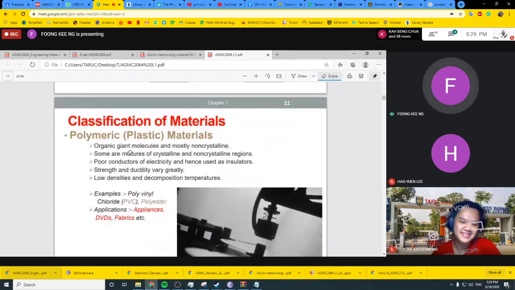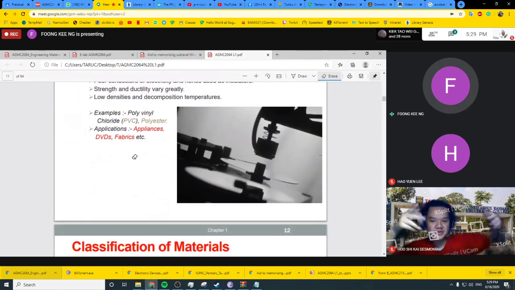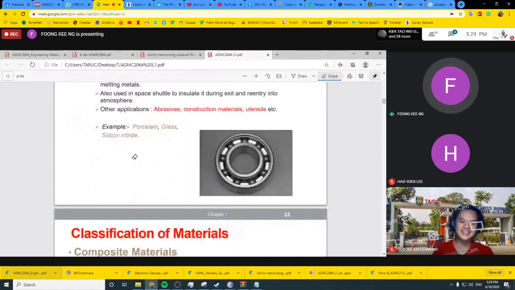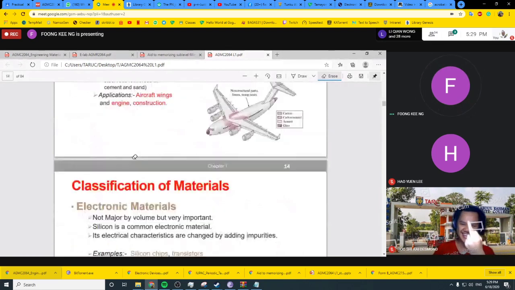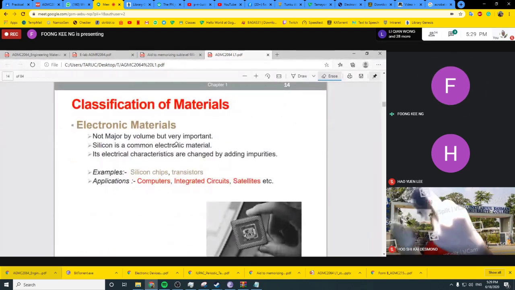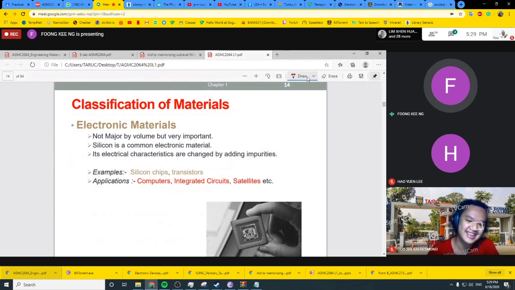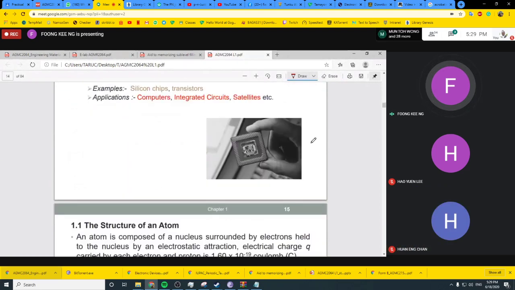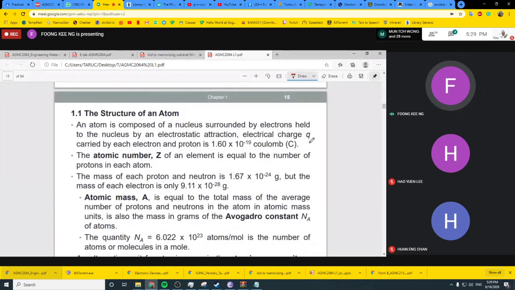Next I want to highlight polymer, which is one range of the classification of materials. Then we also have ceramic materials, composites, and electronic materials. Today's lecture will not be on these. I want to focus on talking about electronic configuration. So let's look at electronic configuration. I understand that you may not be able to follow through, so I will repeat myself again here.